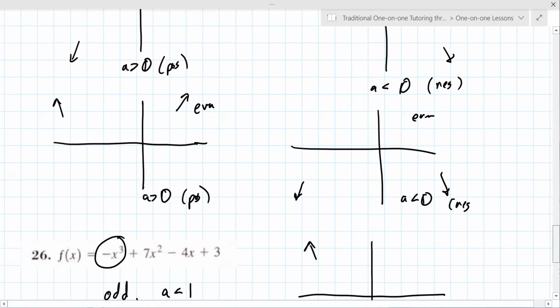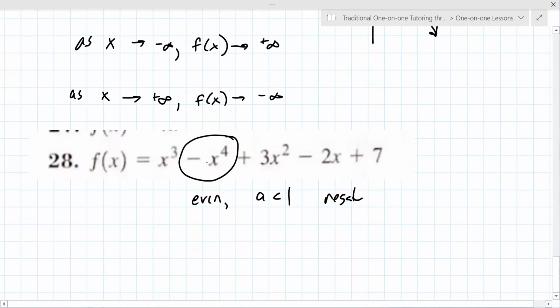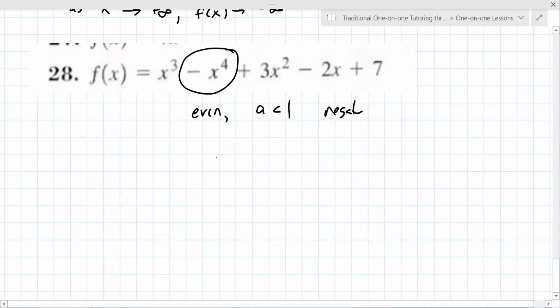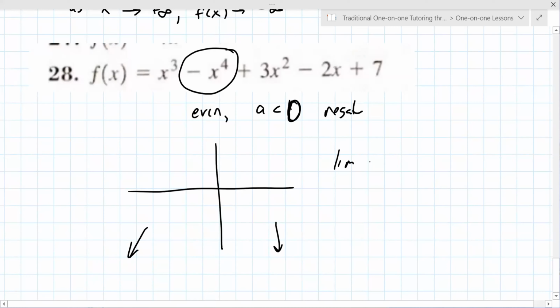So down here, you can say, okay, it's even, so it either starts high, ends high, or starts low, ends low. Because it's negative, it starts low and ends low. You can do limiting, but it's not necessary here. You can just say it this way because you're not a calculus student yet. As x goes to negative infinity, that's this direction, f of x goes to negative infinity as well.